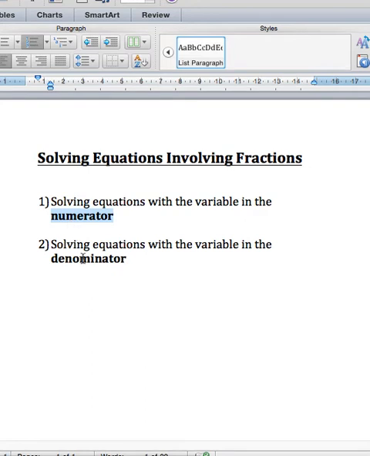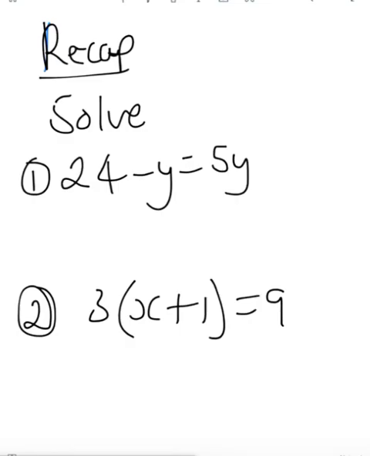The second type of fraction we're looking at is where the variable is in the denominator. So you have an equation and you might see x on the bottom. Okay, and we're going to work with these two types. Before we start our lesson that involves fractions and equations, I want you to solve these two equations here. We've done this in the past, just to recap and to make sure you're confident with these ones. So try them both first.